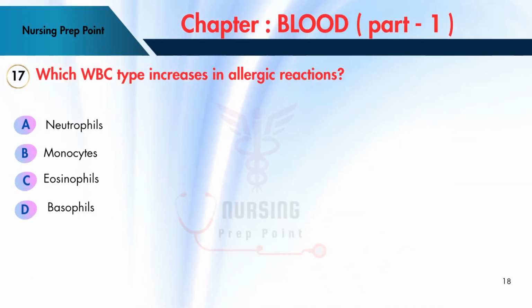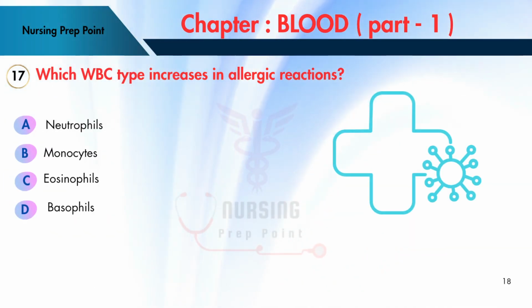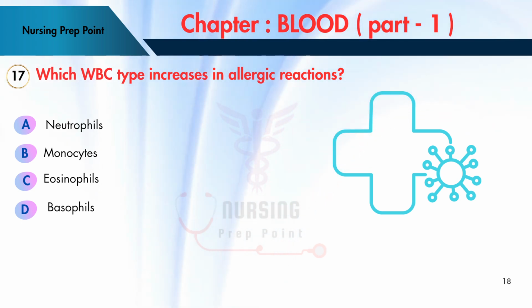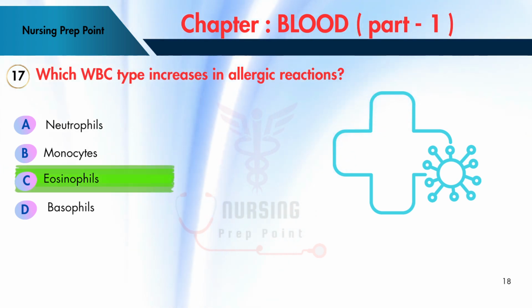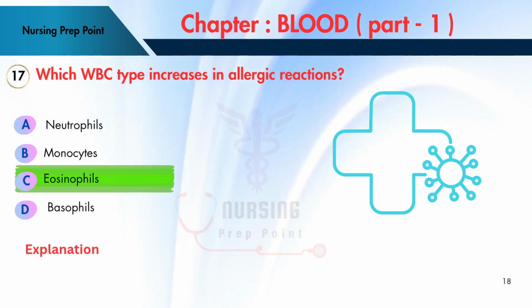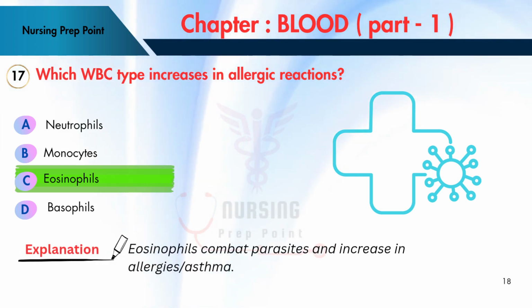Which WBC type increases in allergic reactions? Option A, neutrophils. Option B, monocytes. Option C, eosinophils. Or option D, basophils. The correct answer is option C, eosinophils. Explanation. Eosinophils combat parasites and increase in allergies, asthma.